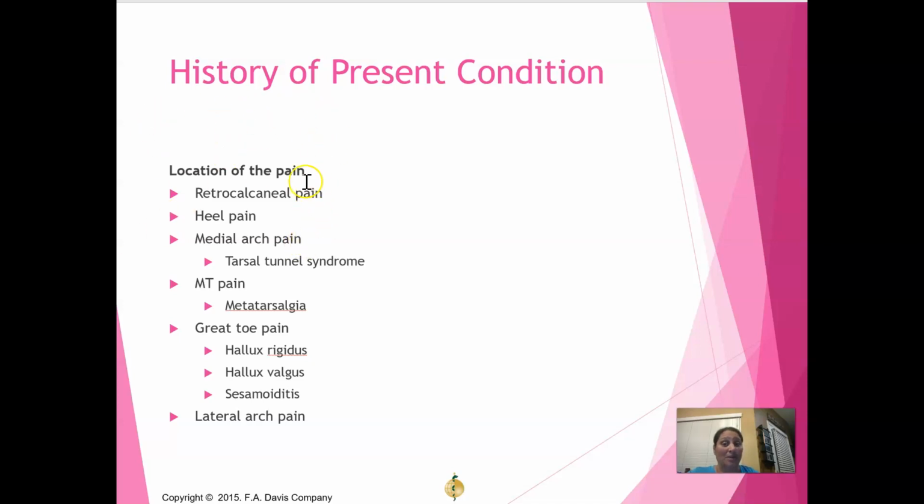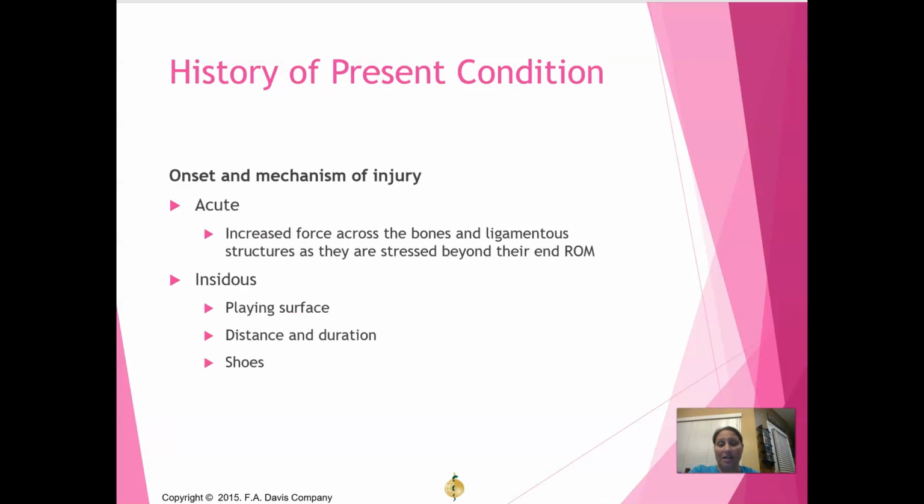Still with history, where is the pain? This is just showing you different areas of where that pain can be. I usually like to ask them to point with one finger where the pain is. Ideally, I would love if they just point and say it's right there. Usually we get this, so let's try and narrow it down so they can pinpoint it. Then when we begin our palpation, we can go away from the pain and then towards the pain so we can get a really good idea of what's going on. Again, determining if it's acute or insidious.